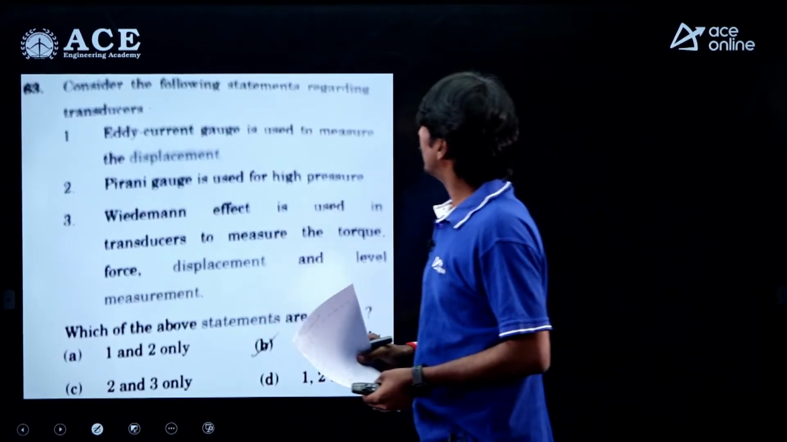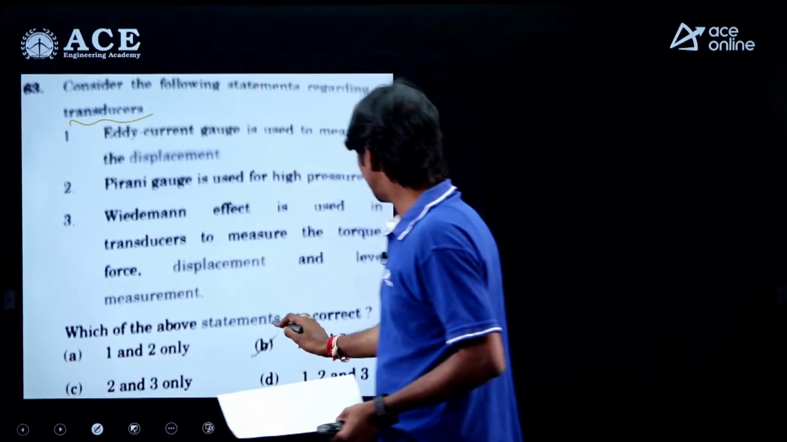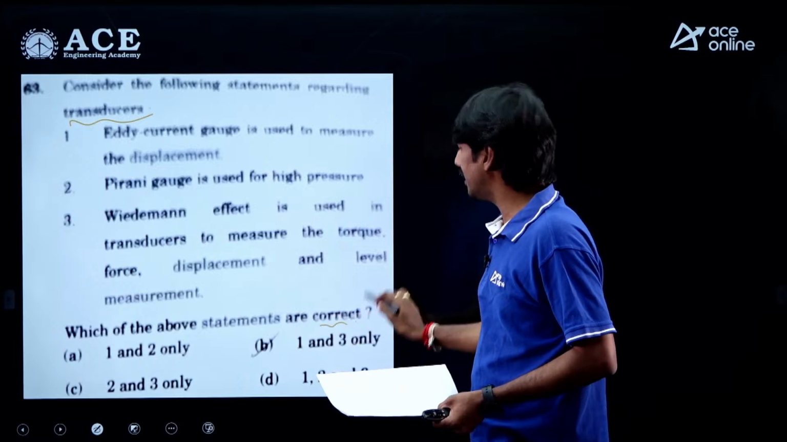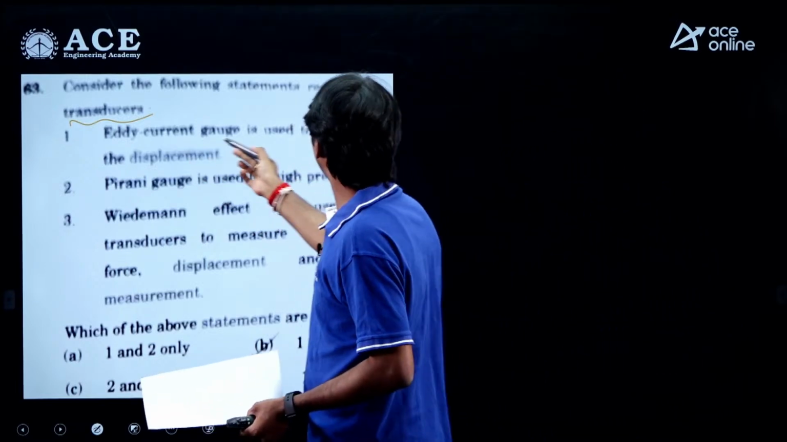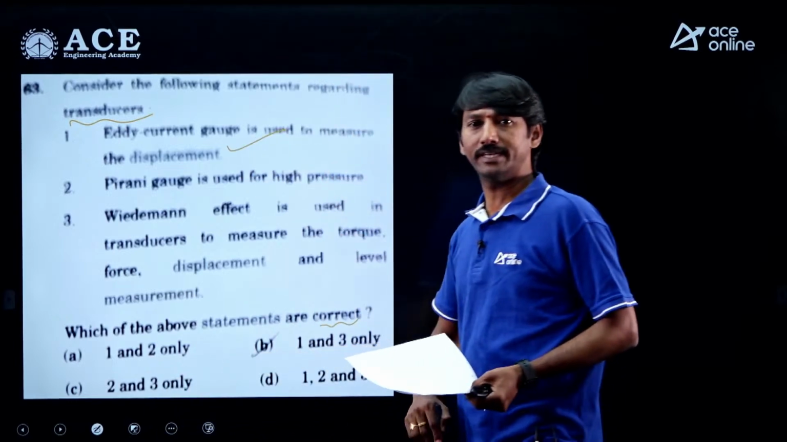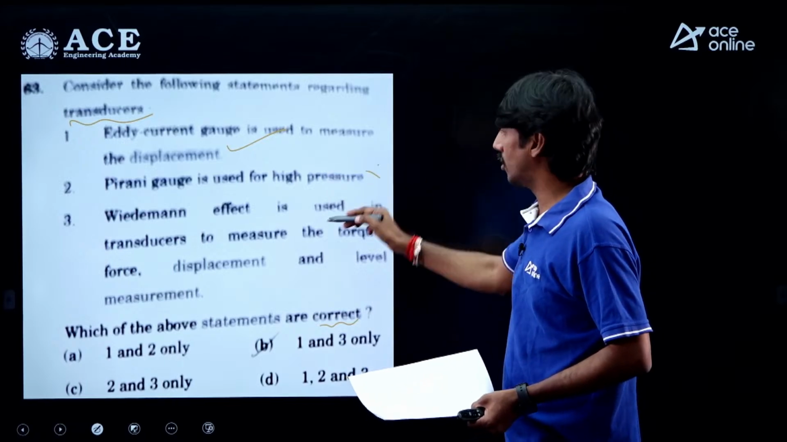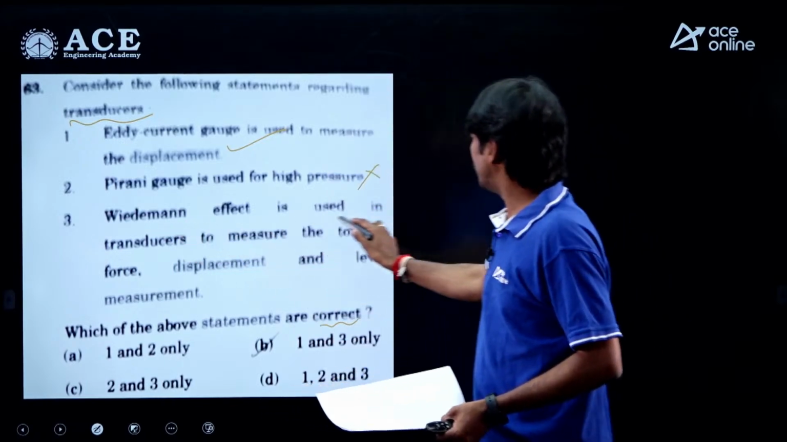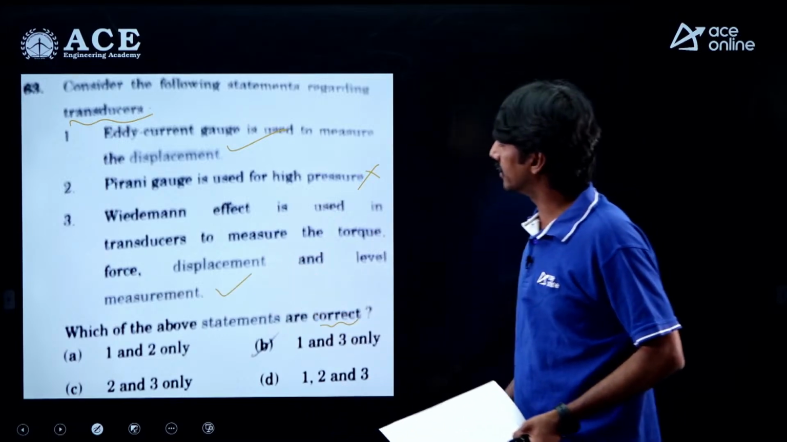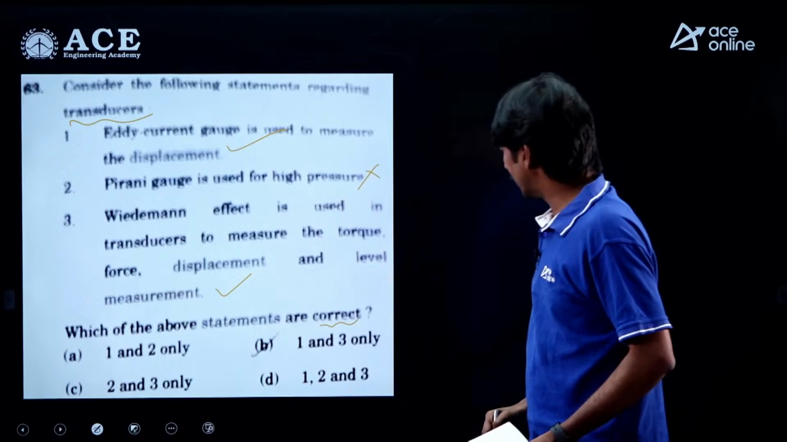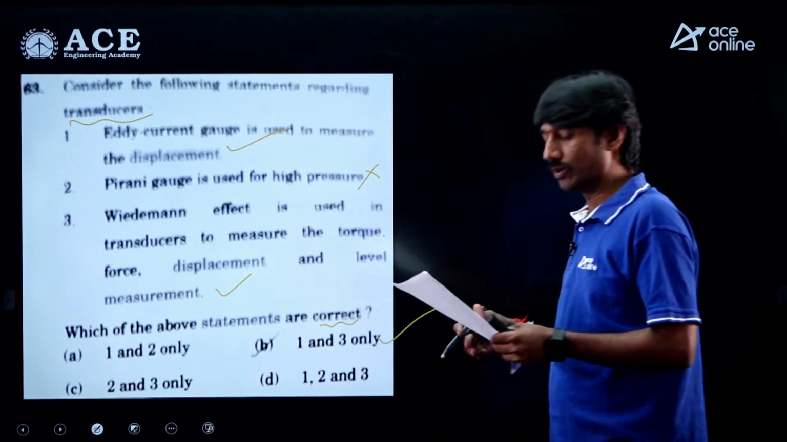Next one is, consider the statements regarding the transducer and which of the above statements are correct. Again he is asking which of the above statements are correct. Here, eddy current gauge is used to measure displacement, right? This is correct. Pirani gauge is used for high pressure, this is wrong. And Wiedemann effect is used in transducer to measure the torque, force, displacement, it is also correct. So therefore 1 and 3 are correct. So therefore the option here is B, 1 and 3 only.